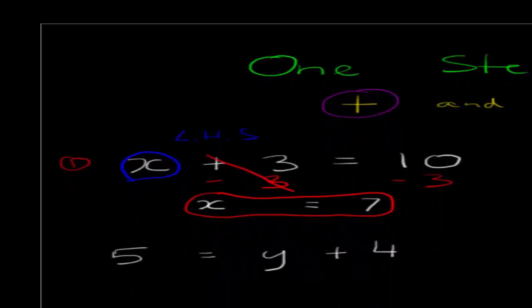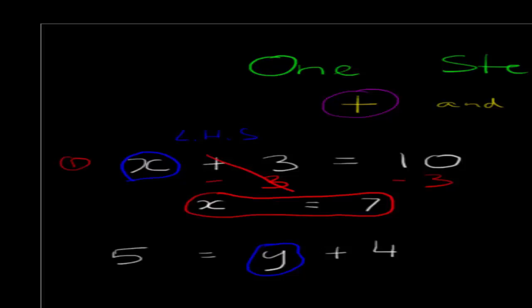Next example: 5 equals y plus 4. Remember, the aim is to get y by itself. At the moment it's not by itself, it has a plus 4 over here. So we're going to try to remove that plus 4. And how do we do that? Remember the rule was the opposite. In this case it's all on the right hand side, not the left hand side, but it doesn't matter. As long as we get it by itself on one side, left or right, we'd be just fine.